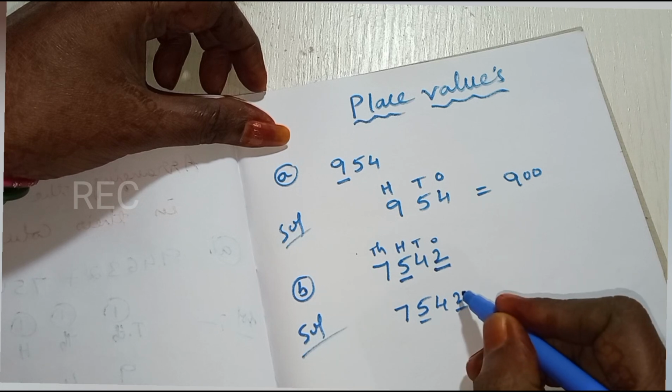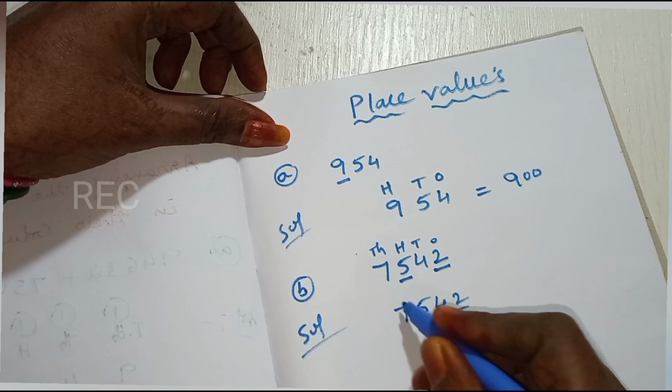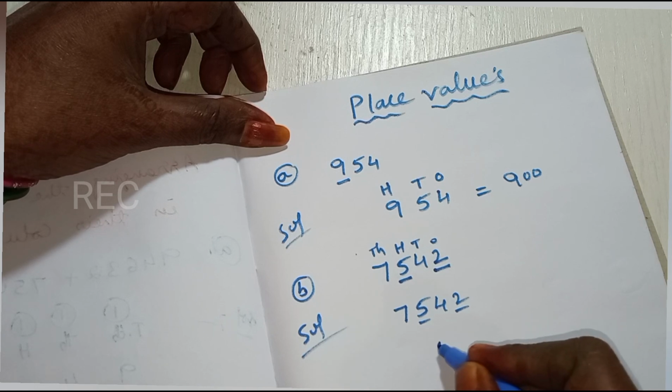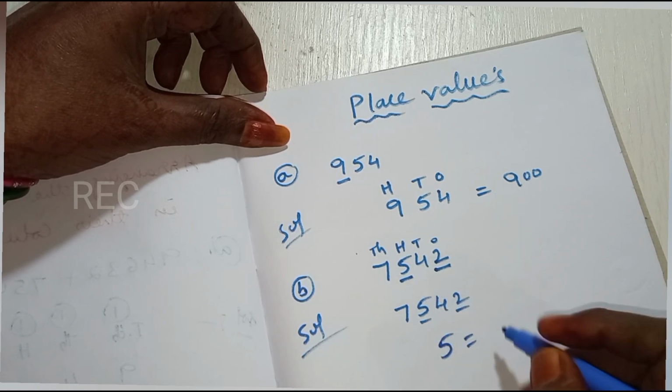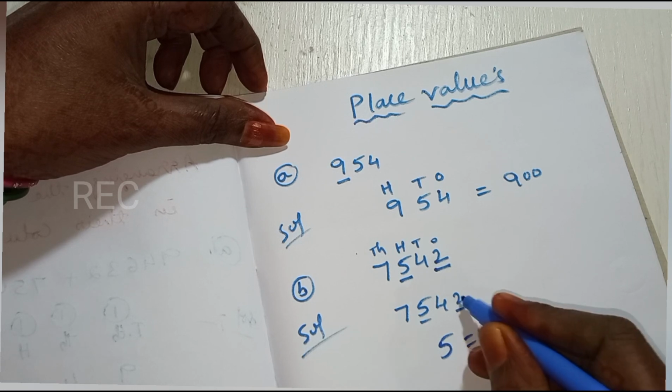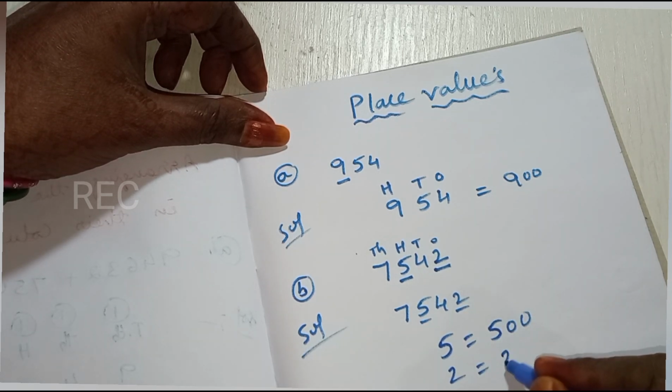Now see, 2 is in ones place, 4 tens, 5 hundreds, 7 in thousands. So 5 is in the hundreds place, so it is 500. 2 is in the ones place, so 2.